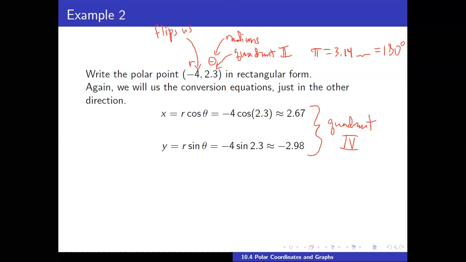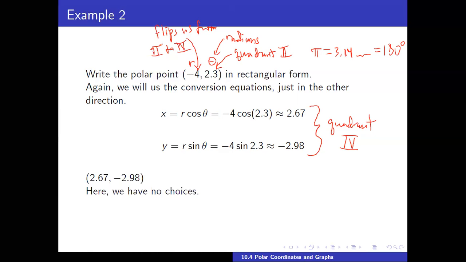Flips us from quadrant 2 to 4. Okay, flips us from 2 to 4. So it actually makes sense that we're living in quadrant 4 here. Okay, so 2.67, negative 2.98. The fact that the radius was negative flipped us across. Okay, does that kind of make sense? Hopefully.